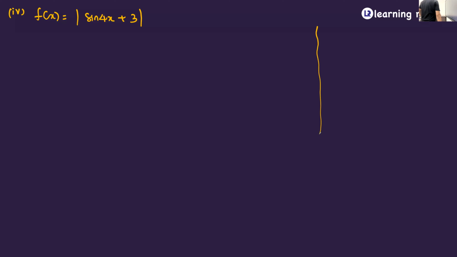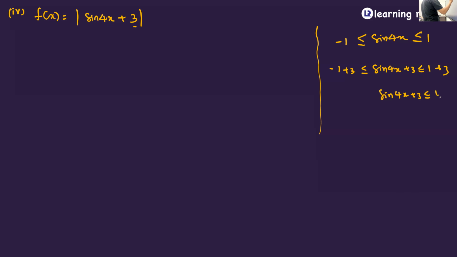But see, let's first try to understand. sin 4x is less than or equal to 1, greater than or equal to minus 1. So what should I add on both the sides? I need to add a 3. So minus 1 plus 3 is less than or equal to sin of 4x plus 3 is less than or equal to 1 plus 3. So sin 4x plus 3 is less than or equal to 4, greater than or equal to 2. So what is the least value? Maximum value is... So check the answer once.